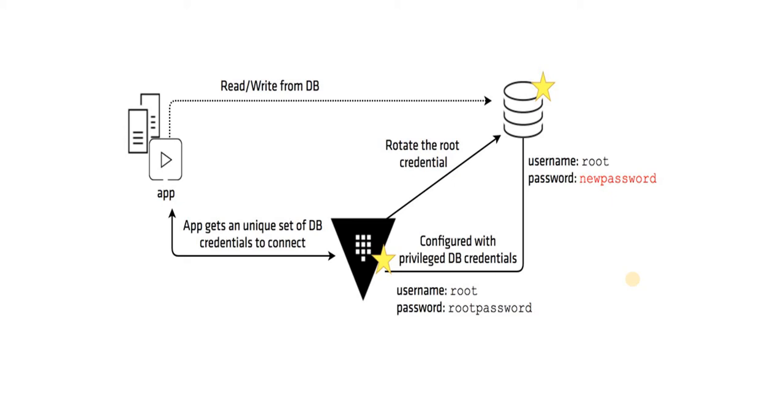Hi everyone. In this video, I'm going to show a Spring Boot application connecting to HashiCorp Vault as well as a Postgres database. And we'll see how the database credentials get rotated.